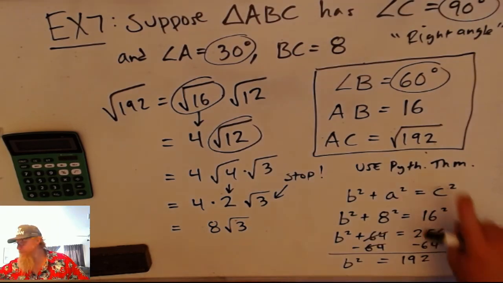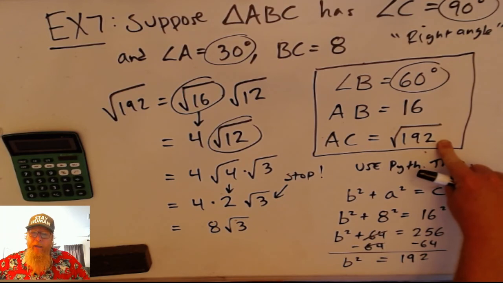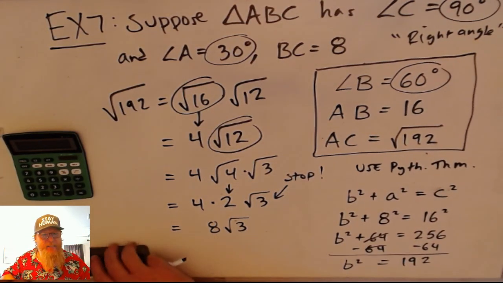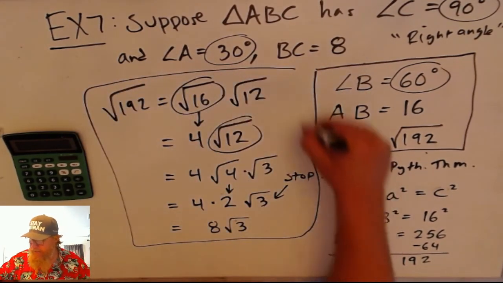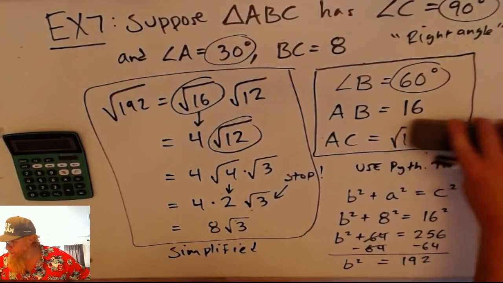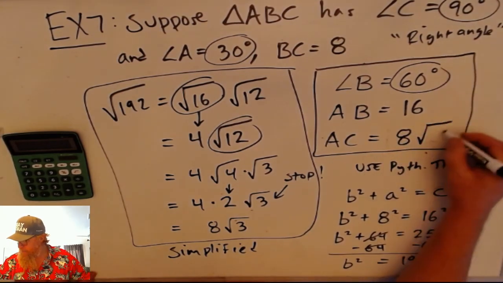And again, I more than likely would accept the square root of 192. In fact, I will. But I do want you to know how to simplify. There are some problems that insist that you simplify. So really, this is just a demonstration on simplifying so that you have the experience before this chapter is over. So that's going to be 8 times the square root of 3.